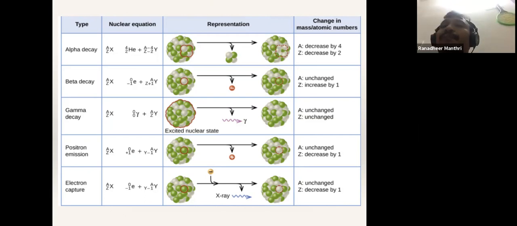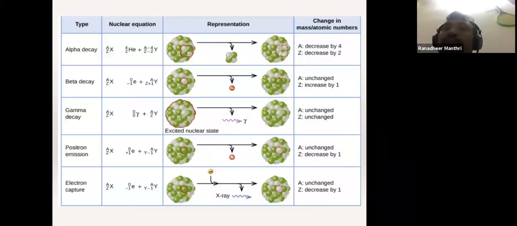Gamma decay is when there is no change in atomic number or mass number, but only a change in the energy state. Beta particles and alpha particles are used for therapy. Gamma rays are used for diagnostics.